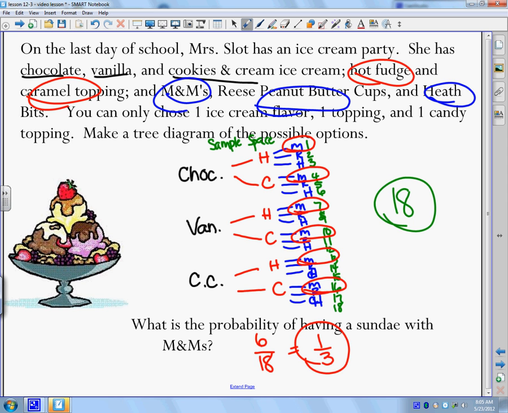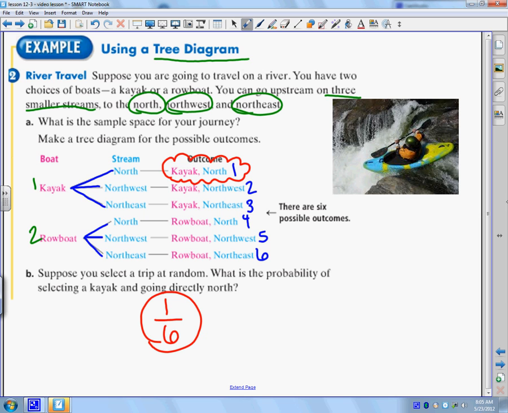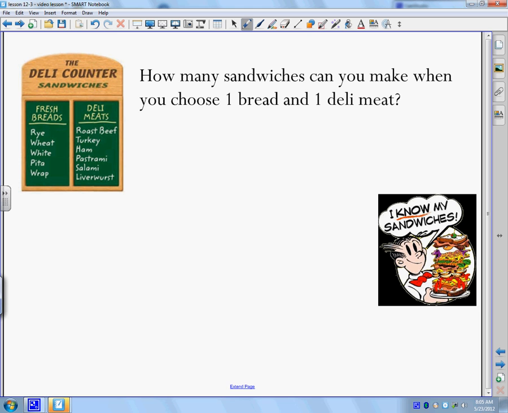So let's go back to our kayak example. If I have 2 choices of boats and 3 choices of streams, I have 2 times 3, which equals 6 possible outcomes. That's exactly what the counting principle is. Now here they wanted me to make a tree diagram, so I had to list them all out. But if they just ask for how many options you have, you can use the counting principle.